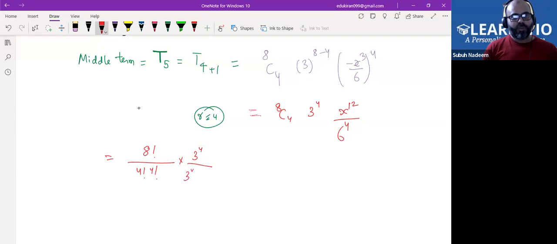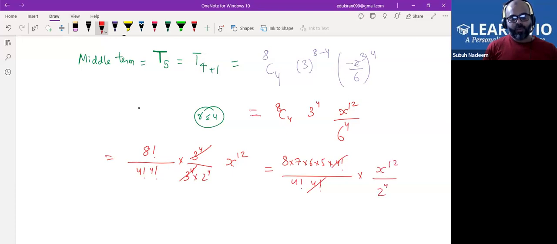6 to the power 4 can be written as 3 to the power 4 into 2 to the power 4, into x to the power 12 is there. Now this 3 to the power 4 is getting cancelled completely. And here 8 factorial is 8 into 7 into 6 into 5 into 4 factorial. And denominator is 4 factorial into 4 factorial. So 4 factorial will cancel. And this is into x to the power 12 by 2 to the power 4. Is it okay?